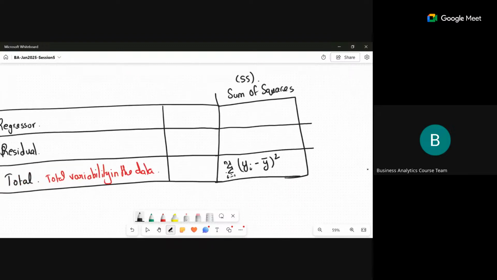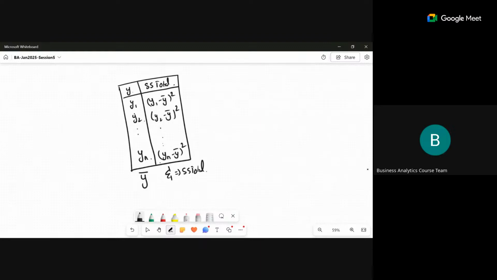Okay. Now let's say you fit a model. You use some X and then you fit a model, you will get a Y hat. For every Y, you will make a prediction, which is going to be Y1 hat, Y2 hat, and so forth, Yn hat. Then what is the error, the sum of squares of errors?